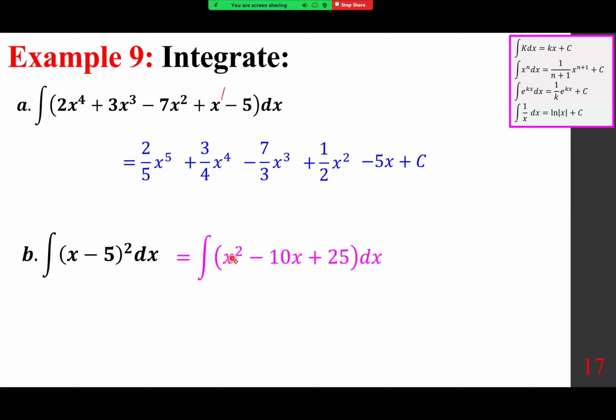This one is 1/3 x cubed. This is minus 10 halves, minus 10 divided by 2. Remember, this is 1, so 1, minus 10 divided by 2, minus 5x squared. Finally, 25x and a constant.